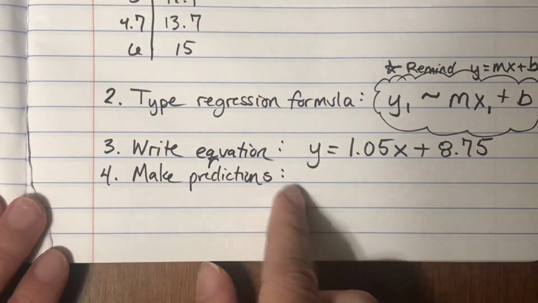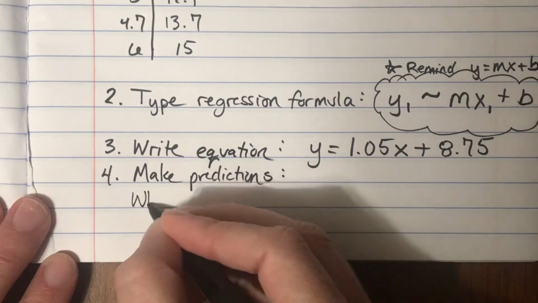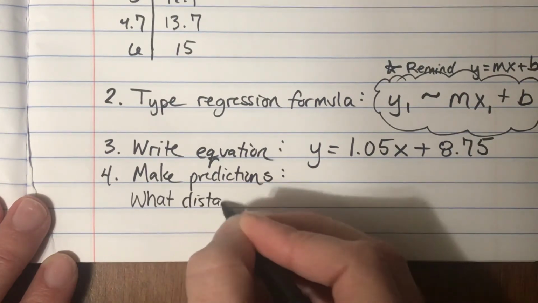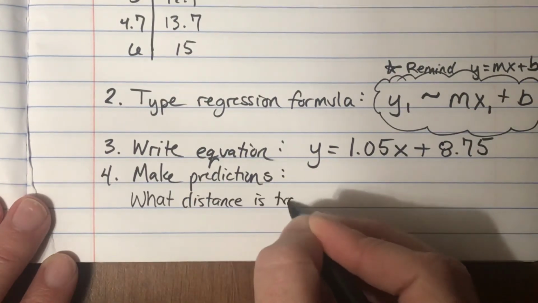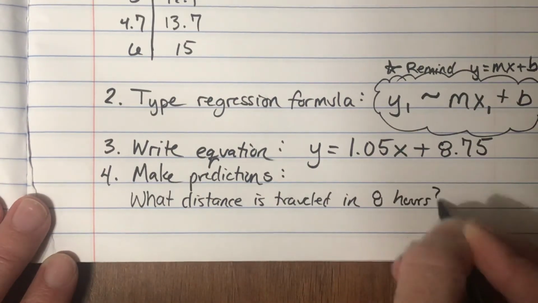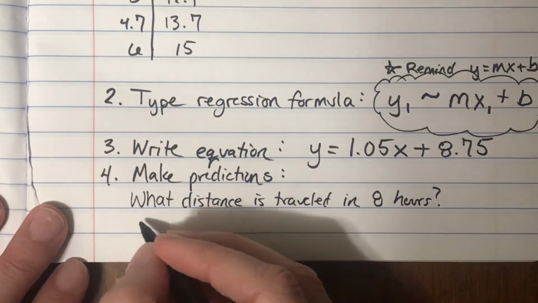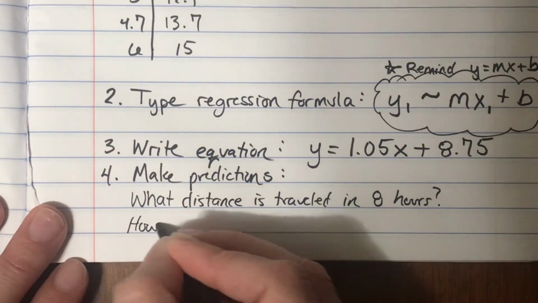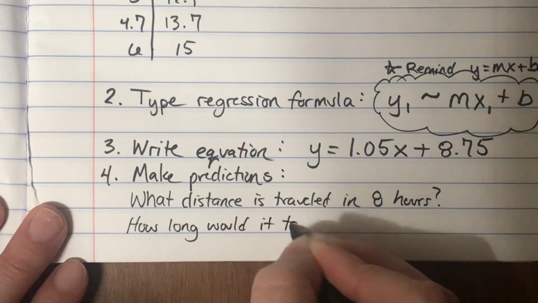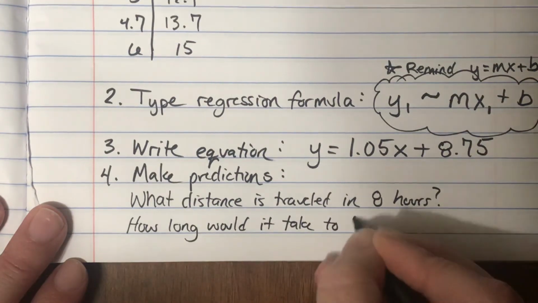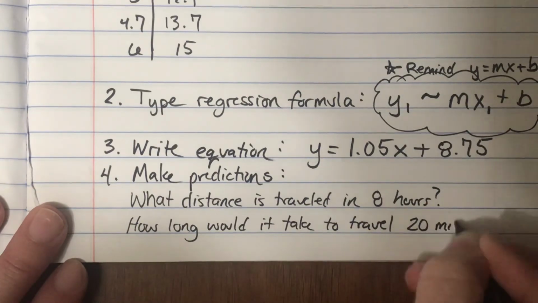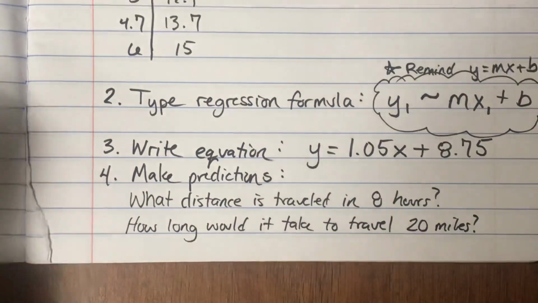So if I want to make a prediction, I'm going to ask 2 questions. I'm going to ask what distance is traveled in 8 hours. And then the second question we're going to answer is how long would it take to travel 20 miles? All right. And so those are my questions.